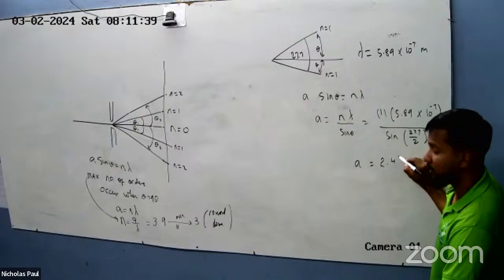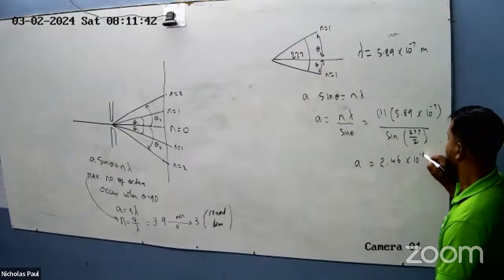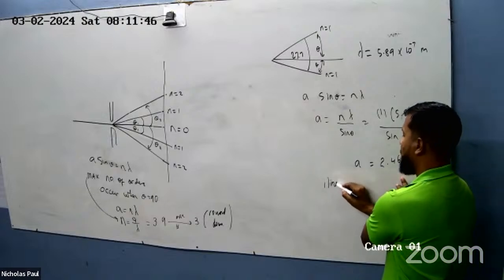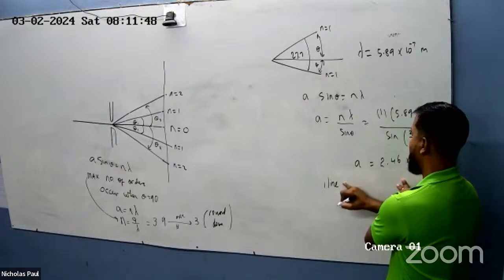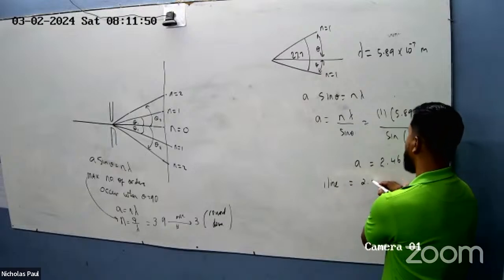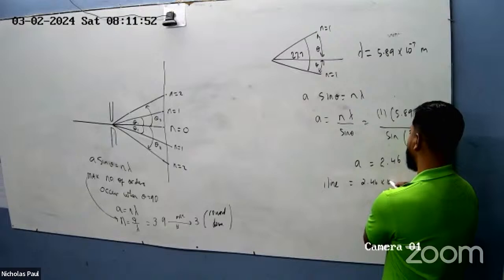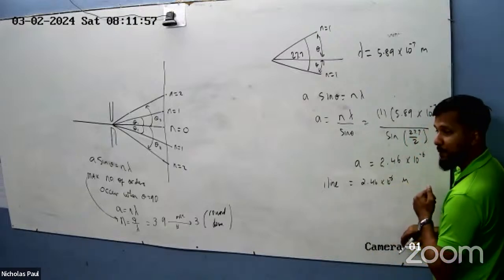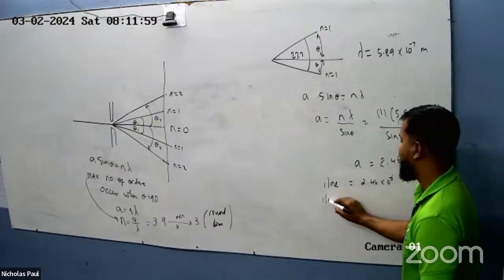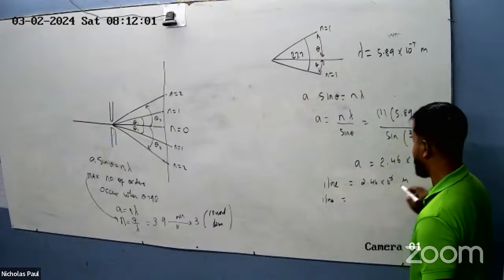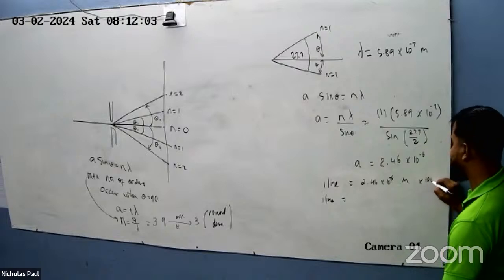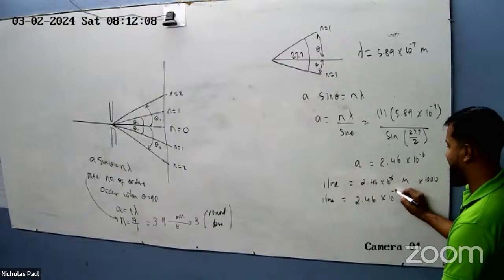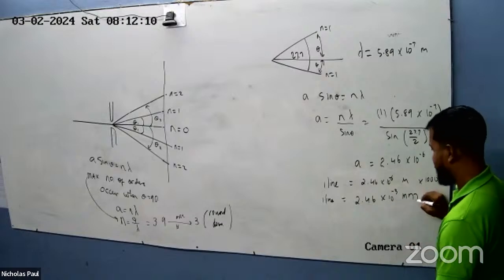So what is this? This is one line. One line is equal to 2.46 by 10 to the minus 6 meters. So let's convert this to millimeters. Multiply by 1,000, so it's 2.46 by 10 to the minus 3.